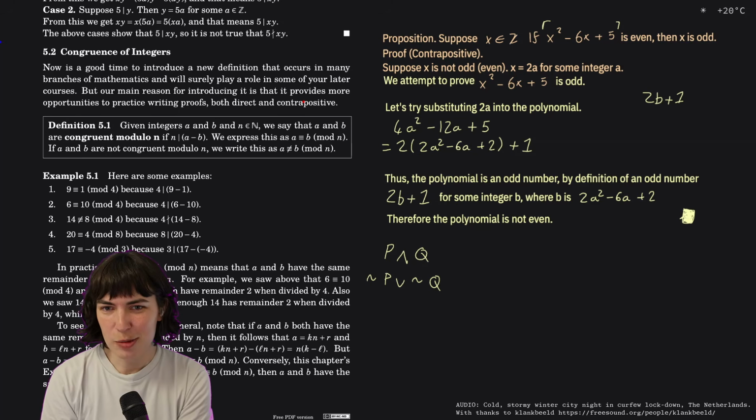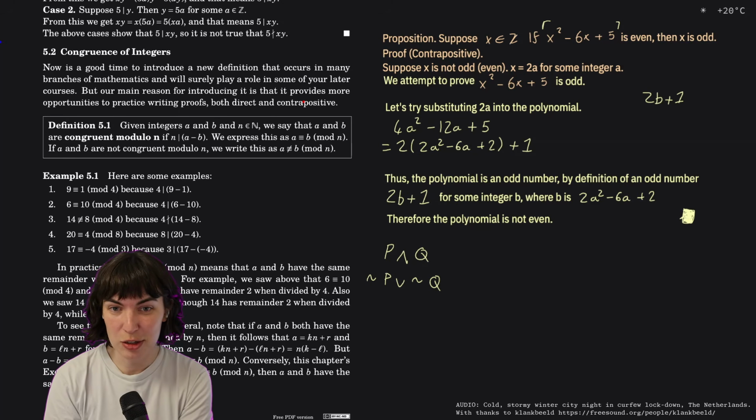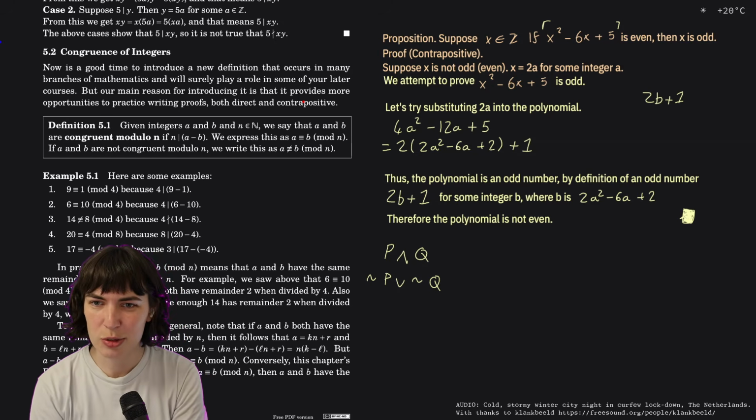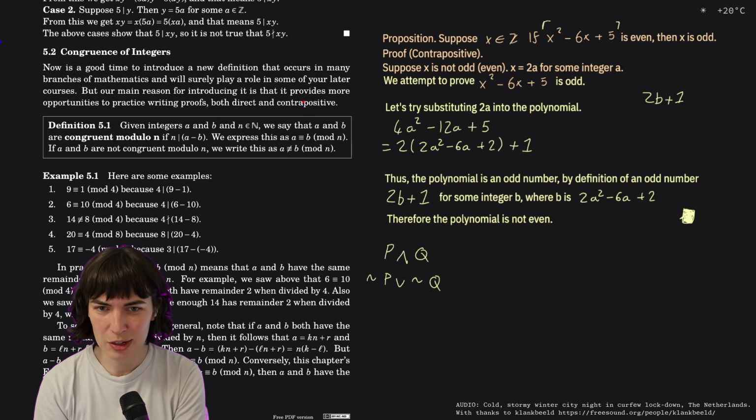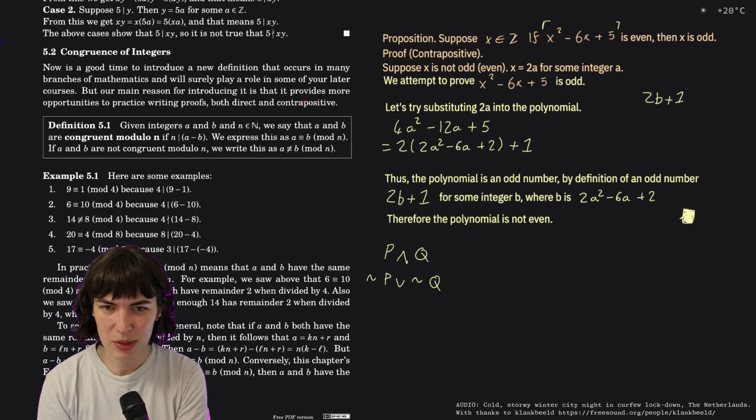Given integers a and b and n in the natural numbers, we say that a and b are congruent. Okay, I need to pay attention. Given integers a, b, and n, with n a natural number, we say that a and b are congruent modulo n if n divides a minus b.